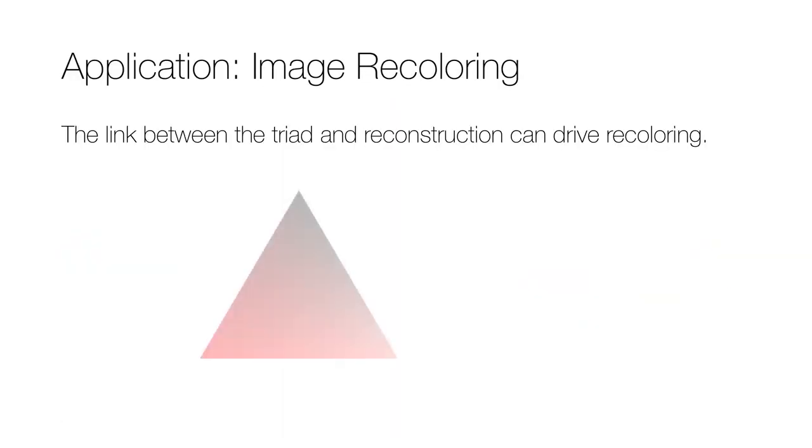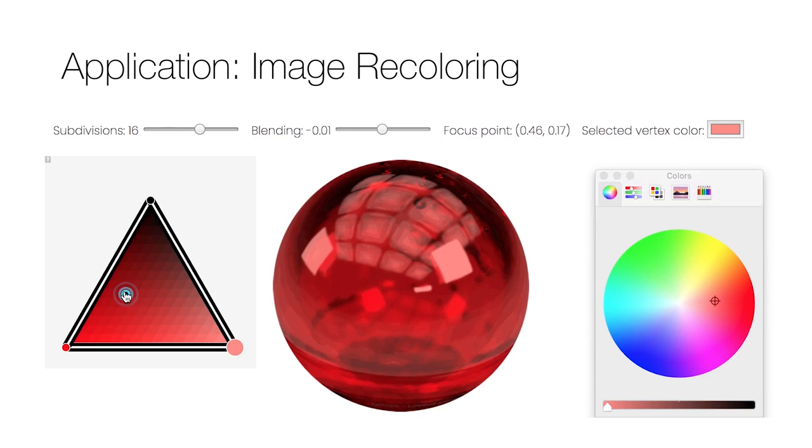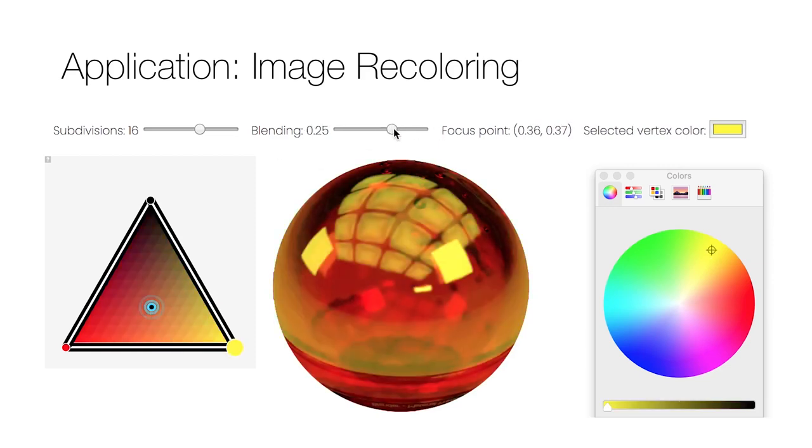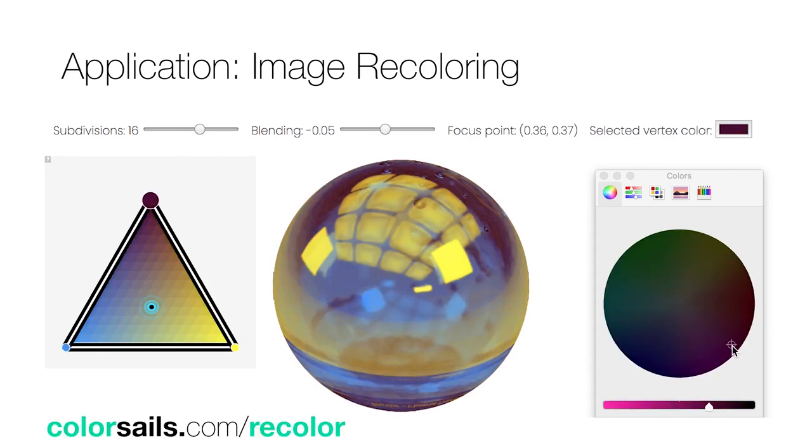The link established between the optimized color triad and image approximation can be used to drive interactive image recoloring. By changing color triad parameters, users can recolor the original image, achieving a variety of effects. Here, we demonstrate recoloring of the sphere in our web user interface. Users can shift focus from one base color to another, modify the color of the highlight, as well as the base color of the object. A range of other effects is possible. We'll make demos available at colorsales.com.